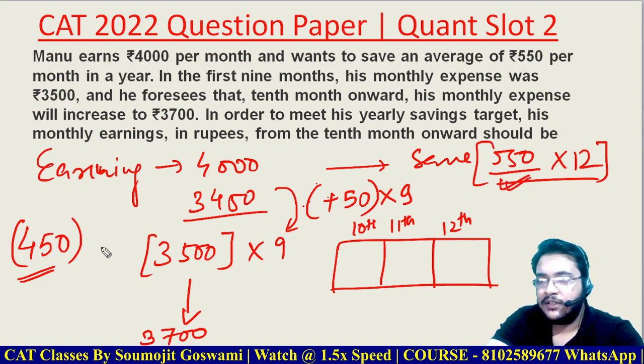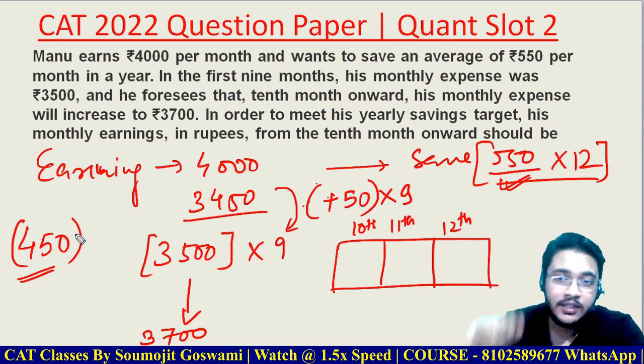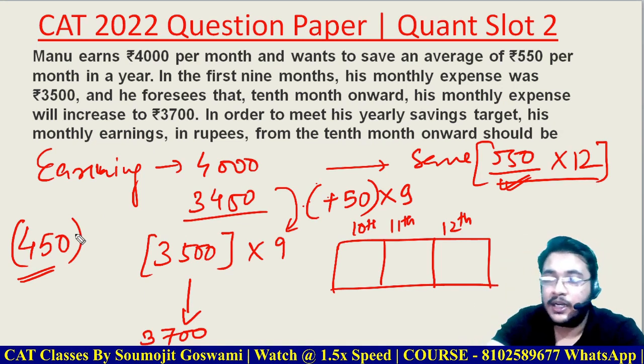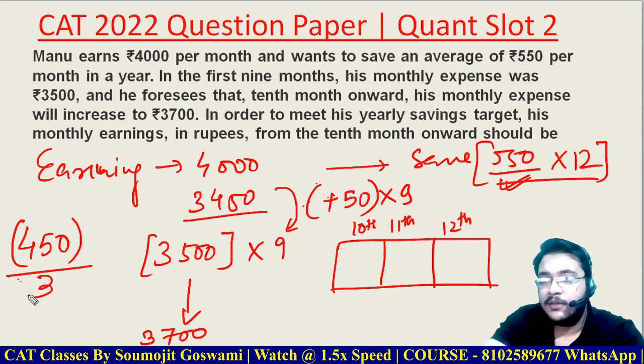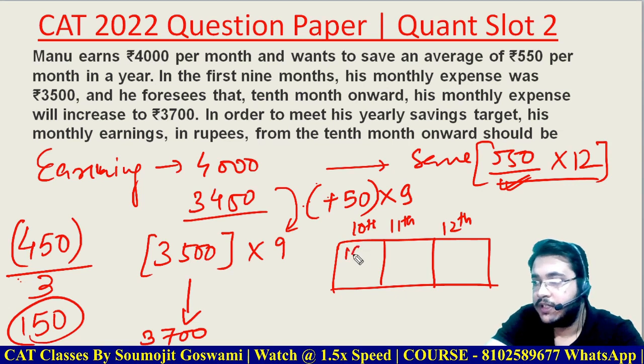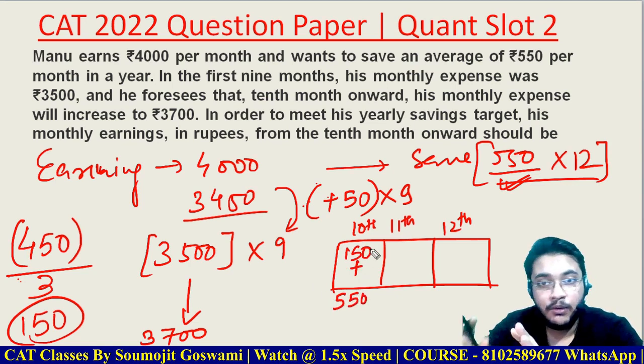So if he has to earn the 450 rupees back, and he has only 3 months, how will he do that? Obviously he will divide that by 3, and when he divides that by 3, every month he should have an extra 150 rupees, plus the 550 that he wanted to save.